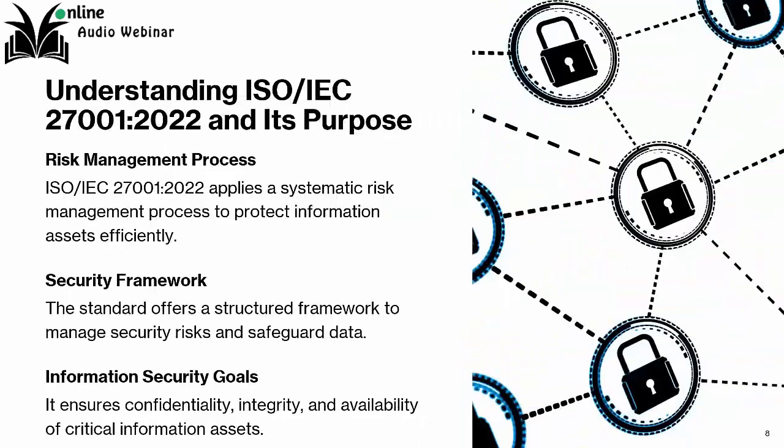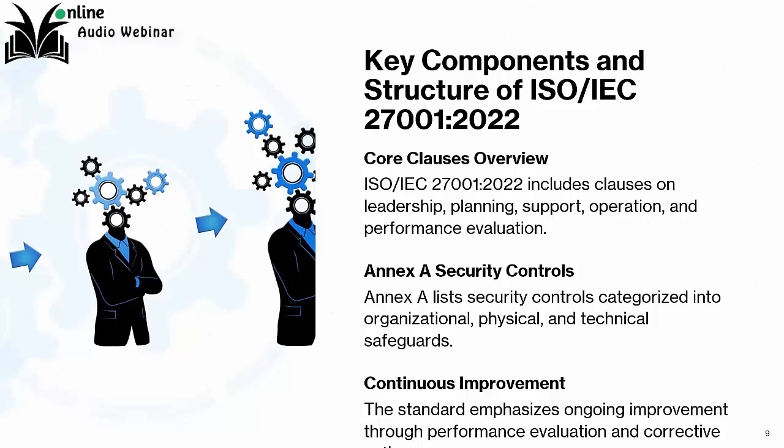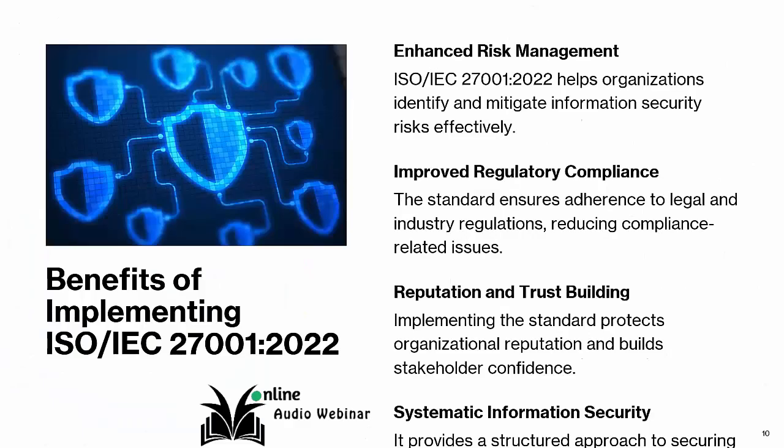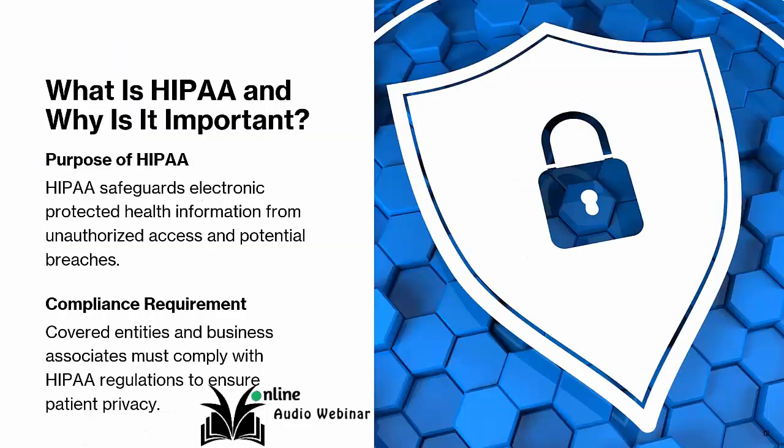So the important thing under ISO 27001 is it has three main areas: the risk management process, security framework. So information security goals ensure confidentiality, integrity, and availability of critical assets. It has some key components, has core clauses overview. So the reason you want to implement this is it has enhanced risk management. So HIPAA safeguards electronic protected health information from unauthorized access and potential breaches.